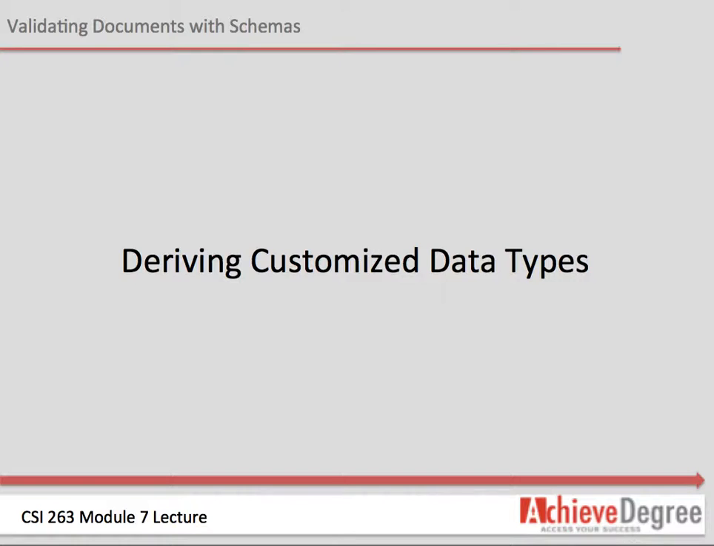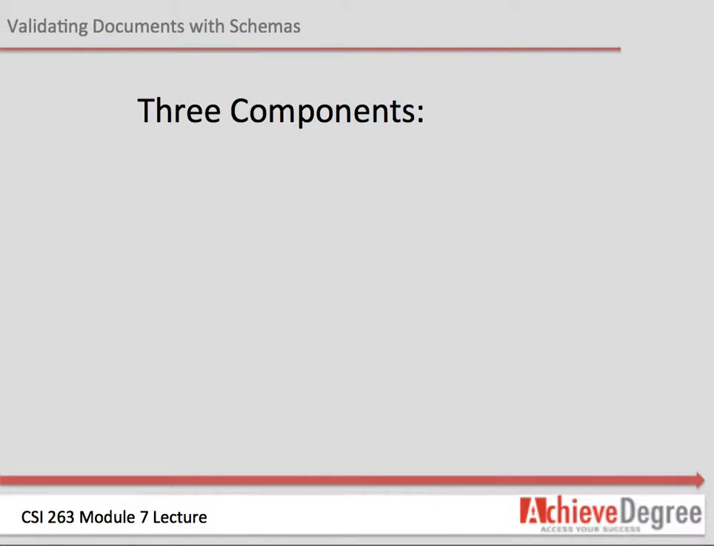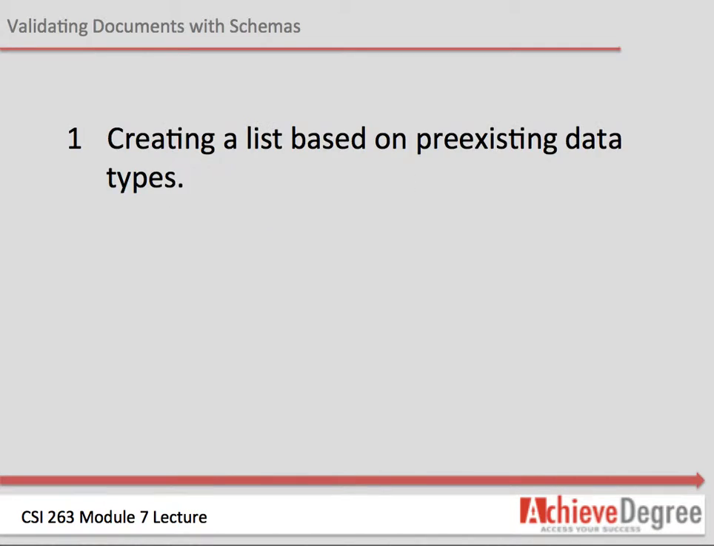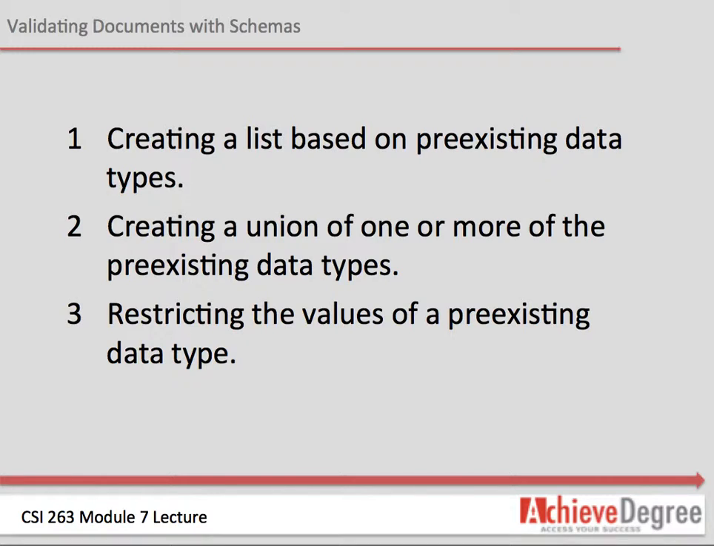Deriving customized data types. The code to derive a new data type is here. This structure is also known as a named simple type. The following three components are involved in deriving any new data type: value space, lexical space, facets. New data types are created by manipulating the properties of value space, lexical space, and facets. It can be done by: 1. Creating a list based on pre-existing data types, 2. Creating a union of one or more of the pre-existing data types, 3. Restricting the values of a pre-existing data type.